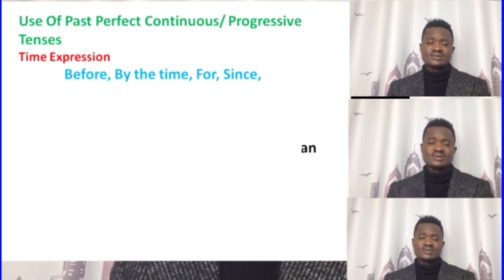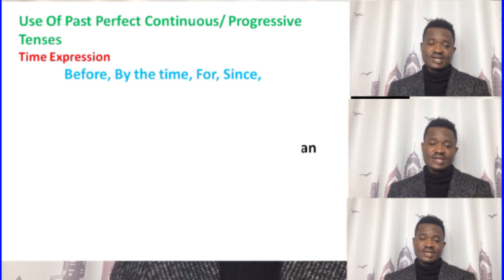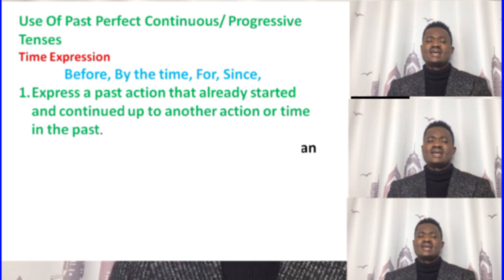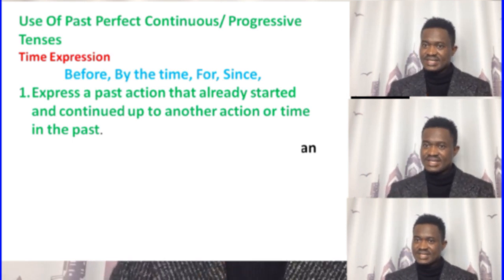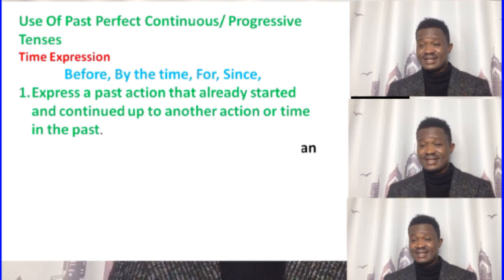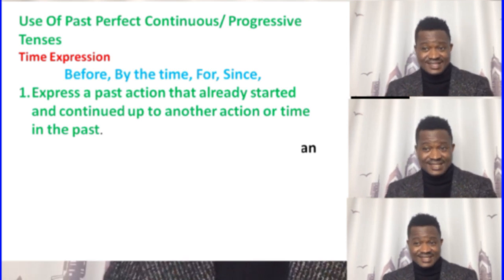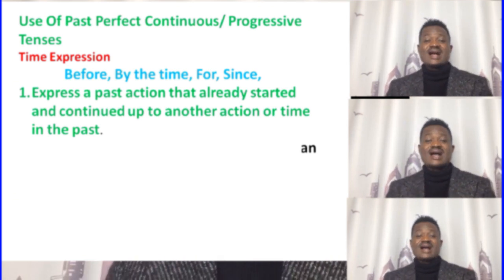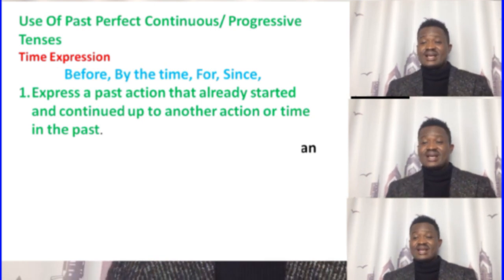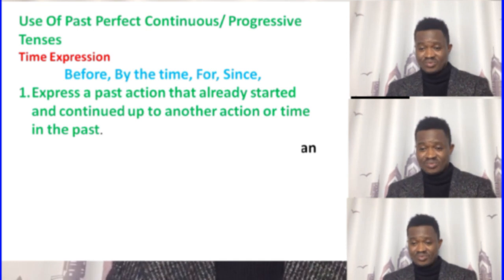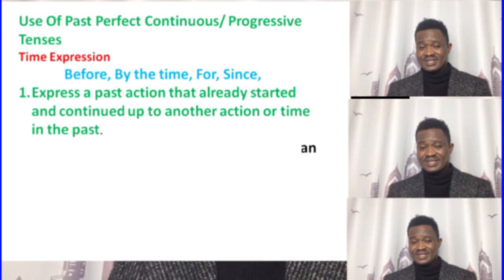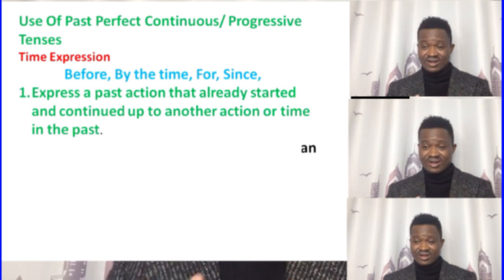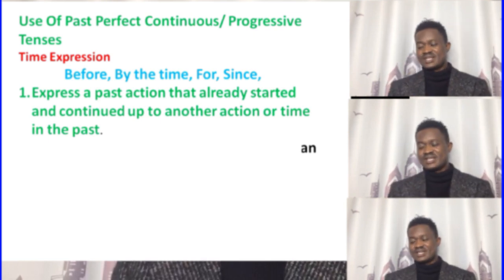All right, guys, let's go. Perfect again. All right. Number 1, express a past action that already started. And this past action that already started is in the past perfect progressive, and continues up to another action. The other action is a simple past or a time in the past. So this is one of the uses of past perfect progressive, and it is also the meaning of past perfect progressive.